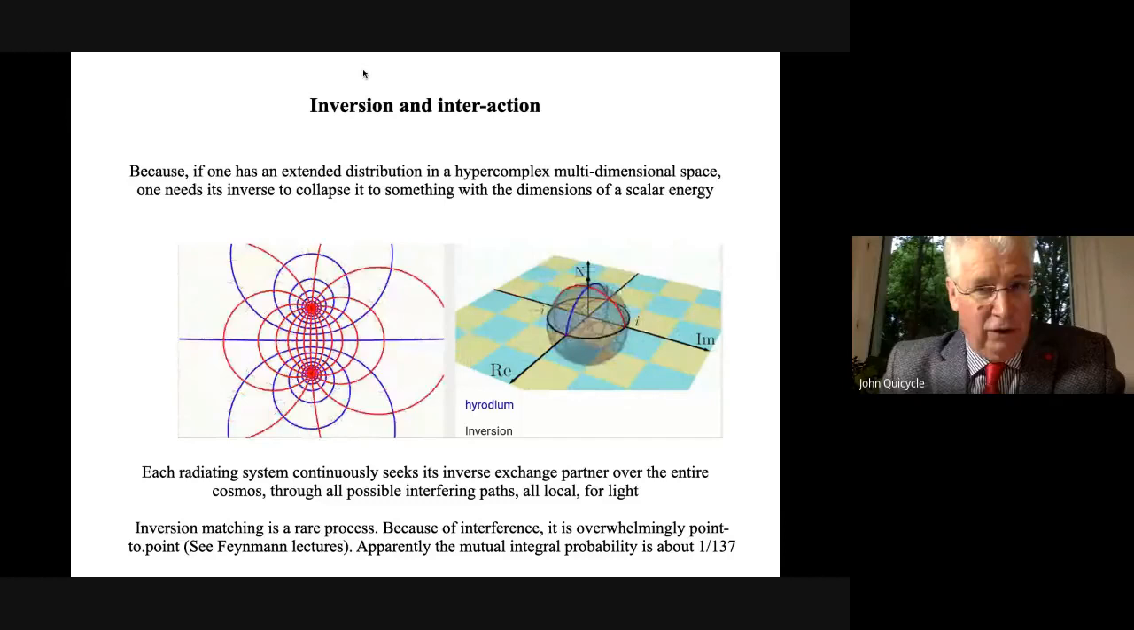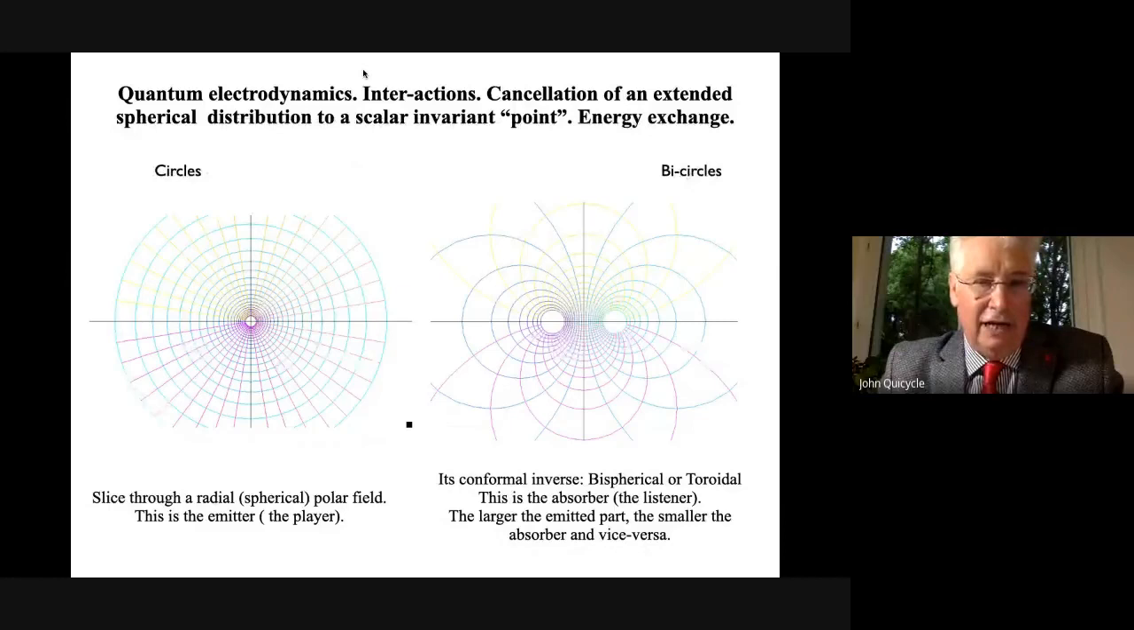So here's another view of the same thing that we're showing dynamically. If you take a bunch of circles and do their conformal inverse by inverting them in a sphere, you get, in that simple exercise that I did here by computer, a conformal inverse that looks like a slice through a torus.